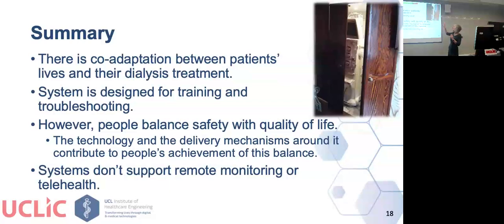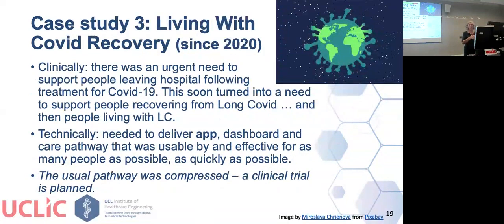And so people do co-adapt. They learn to live with the technology. The photo is a dialysis machine hidden behind doors in a cupboard because people don't really want to live their lives around it. They want it to be hidden away, and they want to get on with their lives the rest of the time. This system is designed for training people, for troubleshooting, much more so than the palliative care system. But there still wasn't much support for remote monitoring.